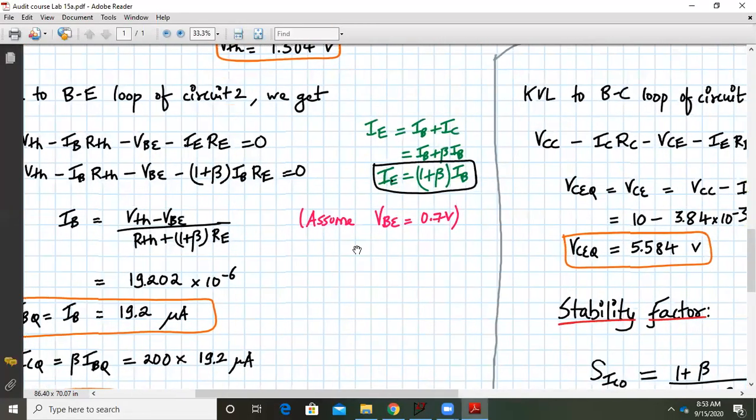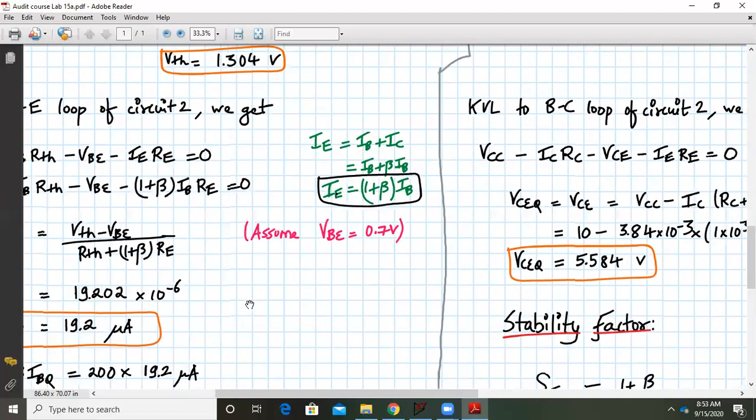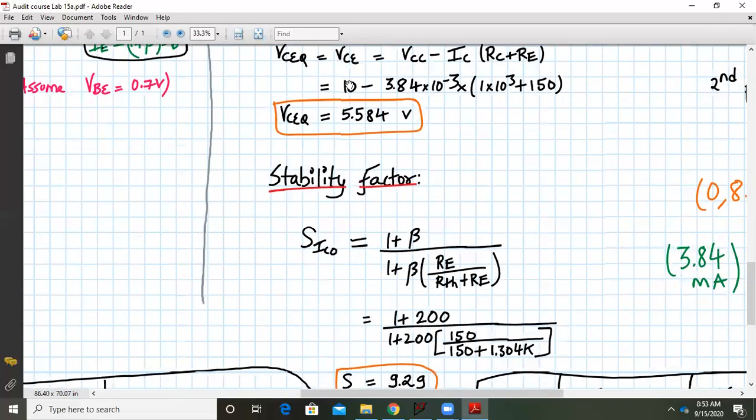My Q point will be VCEQ comma ICQ. So that will be 5.584 volts comma 3.84 milliamperes. So that's my Q point of the circuit. Okay, now let us also calculate the stability factor.